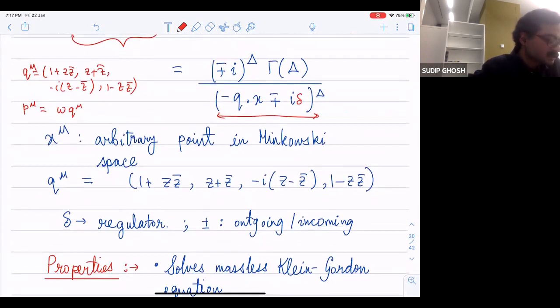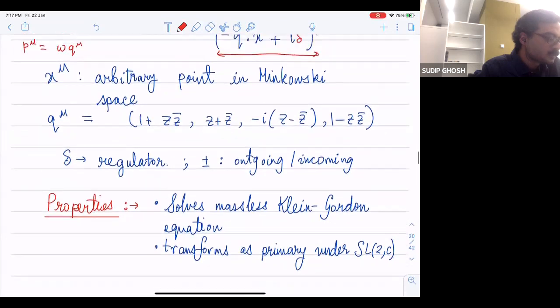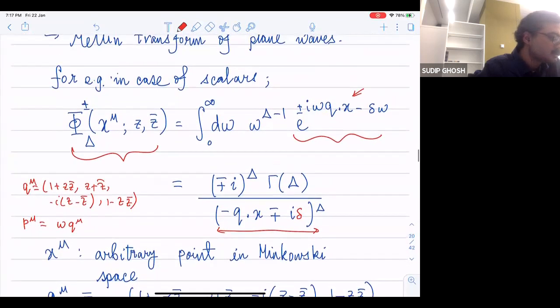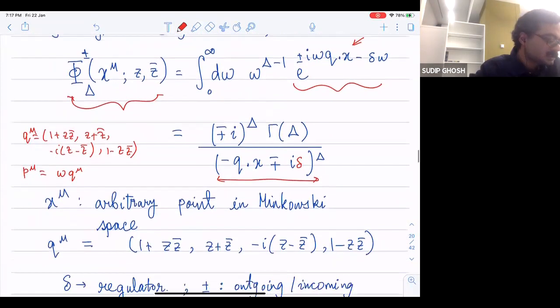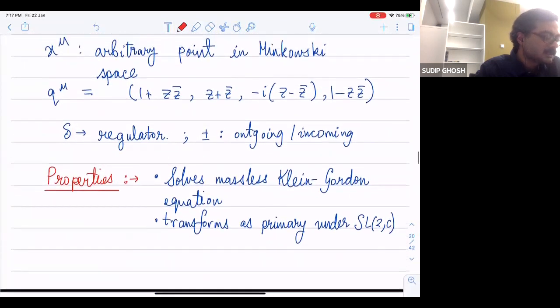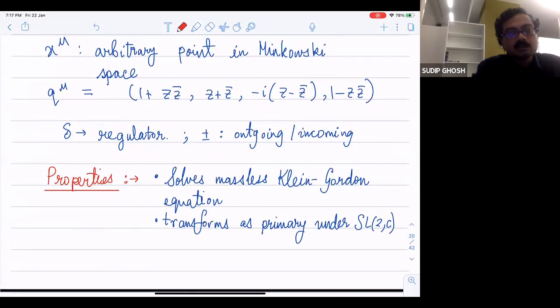This delta was some regulator which you have to use in order to make sense of this integral. But the essential property of this so-called conformal primary wave function, which I want to point out, is that these objects are solutions to the massless Klein-Gordon equation, and that is kind of obvious because plane waves are the solutions of the massless Klein-Gordon equation. And what you can show is that these phi's transform in the same way under SL2C as our single particle state, meaning that they also transform as primaries under the action of SL2C.